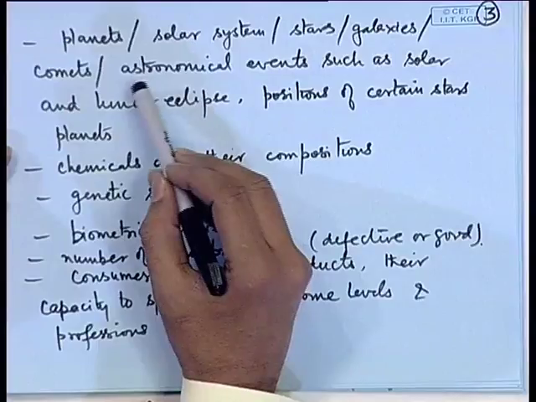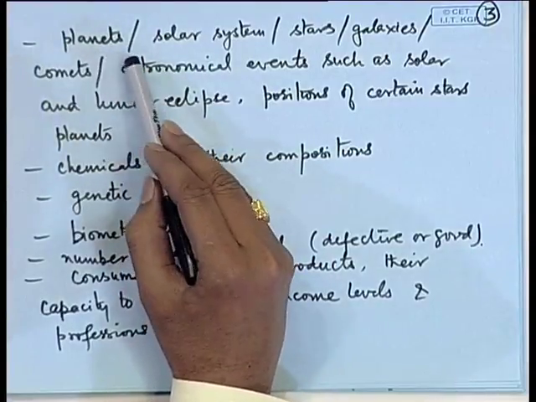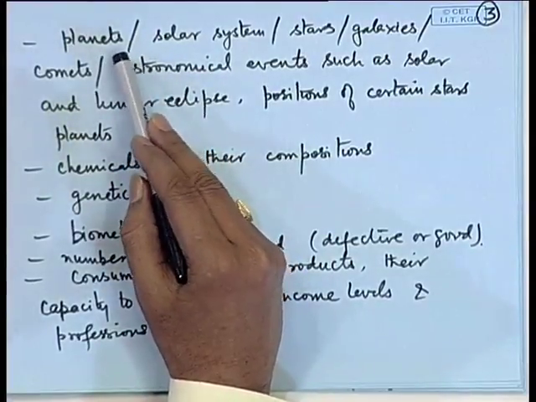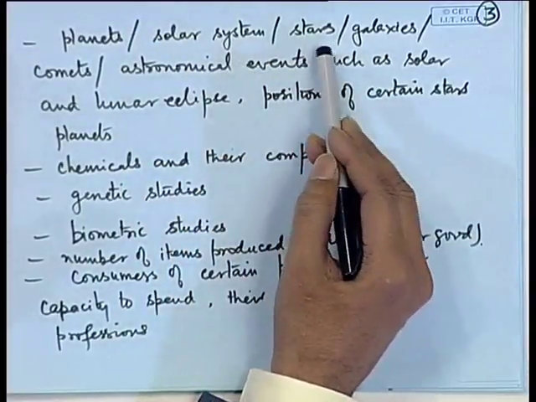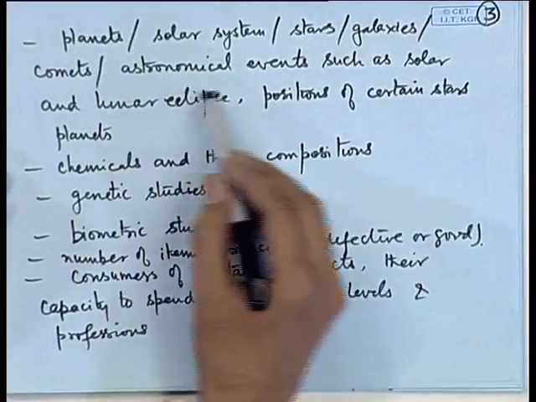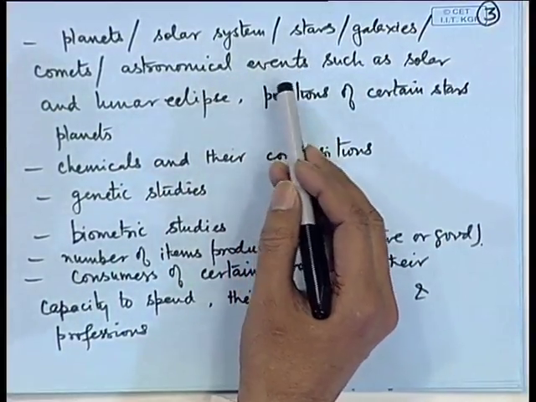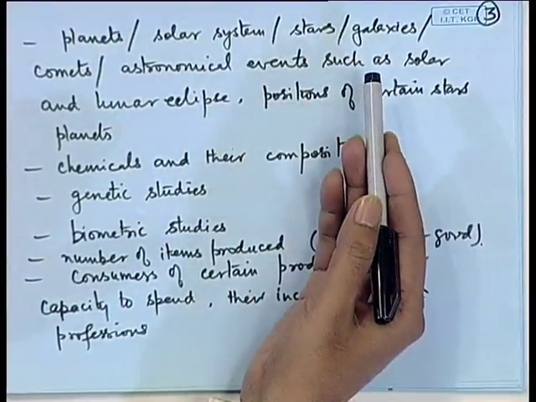For example, physicists will be interested in knowing the movement of the planets, the number of planets in the solar system, the number of stars in a particular galaxy, the number of galaxies, comets, and astronomical events such as the movement of a certain comet or its hitting another planet, etc.